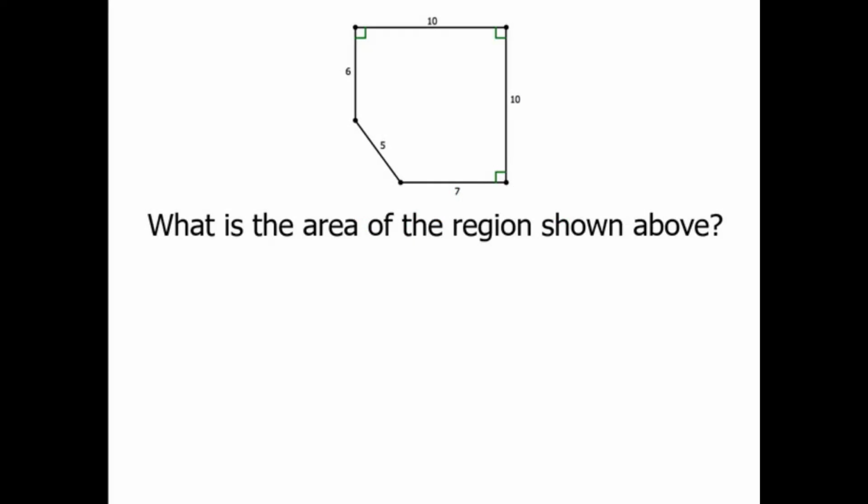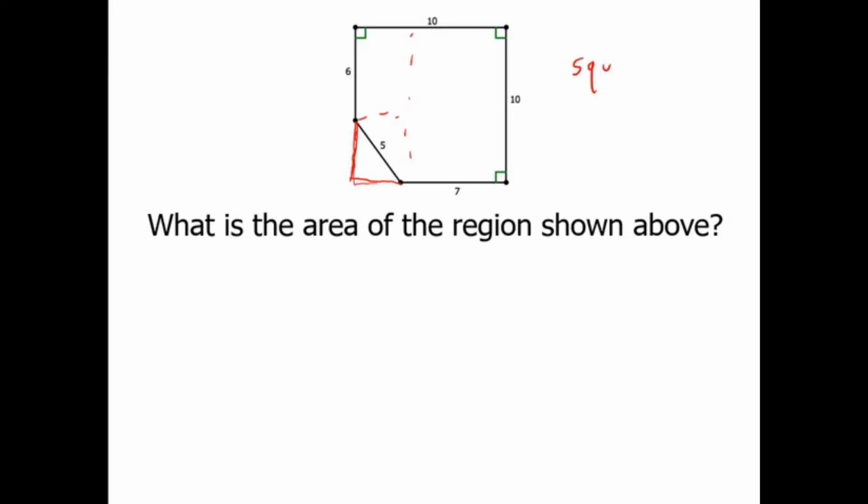We have an irregular pentagon with 3 right angles, and we want the area. Now, one way to approach this would be to subdivide this into a bunch of different little triangles and right angles and add up all the pieces. But it's actually easier to think about the negative space, because if we just add this little bit right here, then we get a full square.